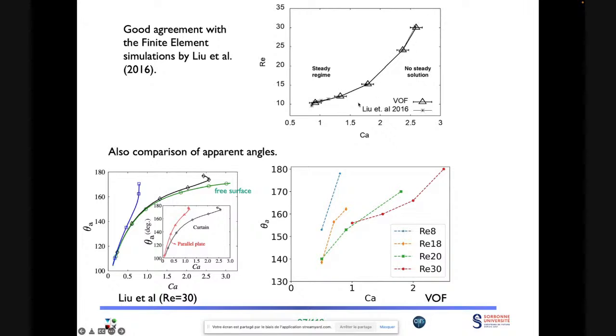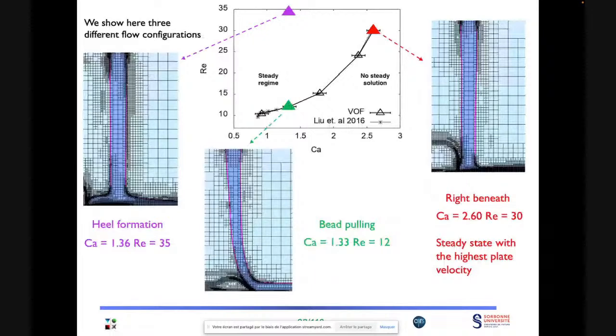And we reproduce almost exactly the Liu et al. finite element calculations. We can also do the same comparison that was done on the apparent angles. So this was a comparison of the transition from the steady regime to the corrugated regime or the unsteady regime. And this is a comparison of the apparent contact angles. So we did them for several Reynolds numbers. Liu did only a single Reynolds number, but we show here that it depends also a lot on the Reynolds number.